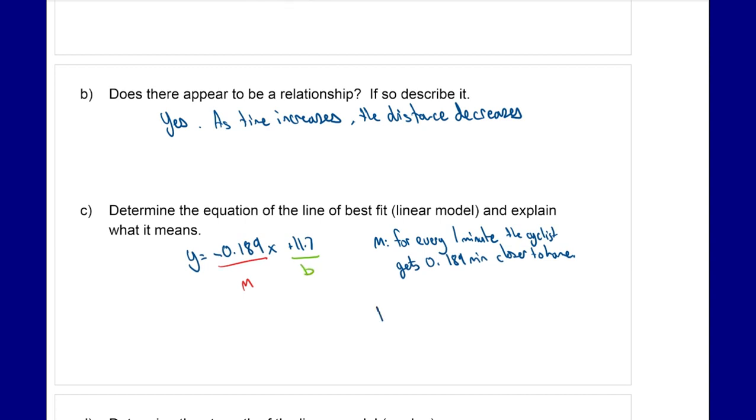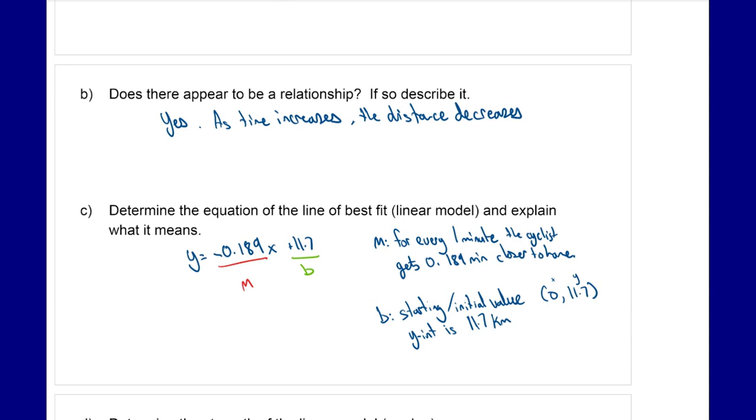That's our b value. And the b value, if we remember back to grade 9, is the starting or initial value. So this 11.7 kilometers, the y-intercept, means that x is 0 and y is 11.7. So starting initial value, this means that the y-intercept is 11.7 kilometers.